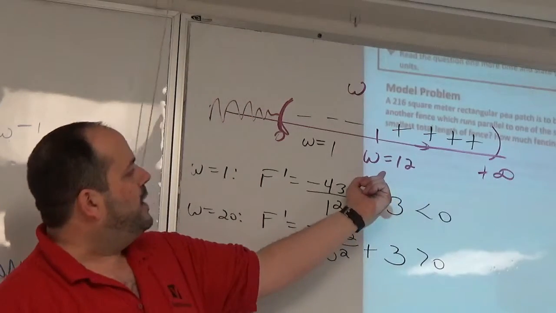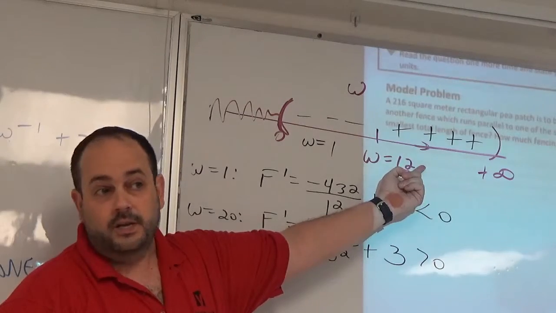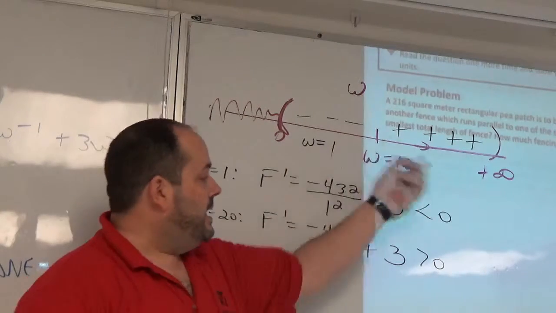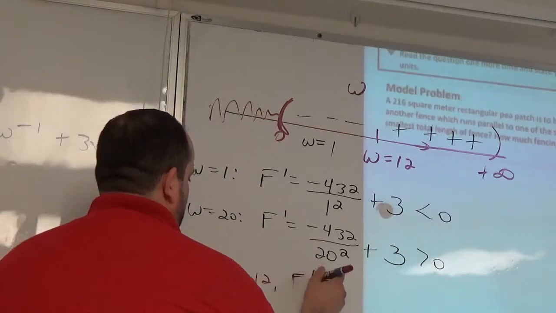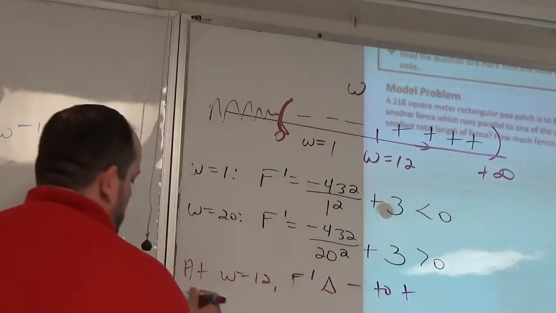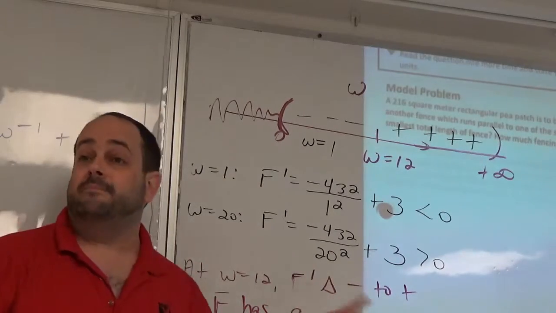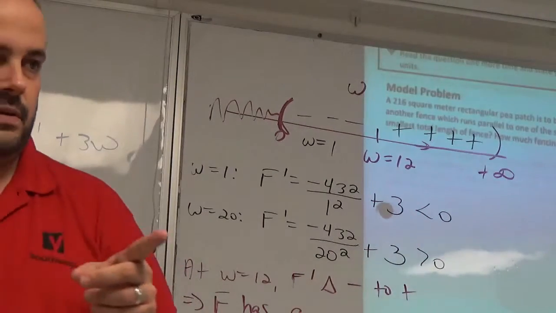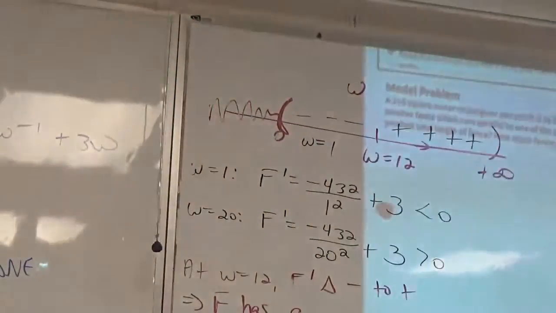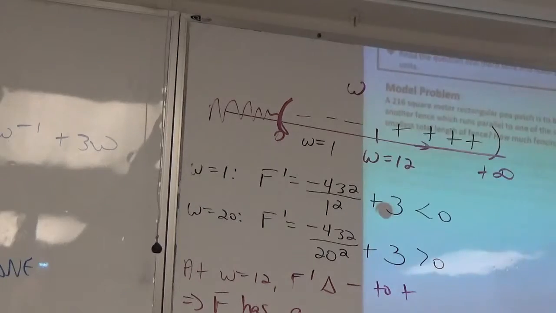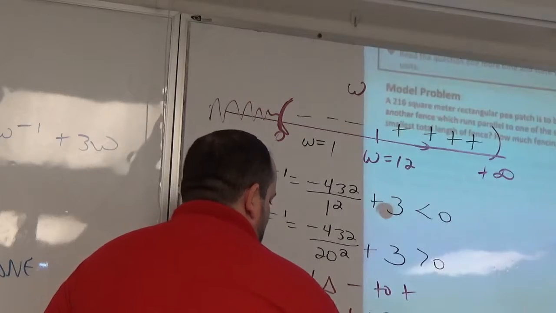At w equals 12, f prime changes from negative to positive. At w equals 12, f prime just changed from negative to positive. So what do we know about f? It's a minimum. F just changed from decreasing to increasing. Fancy word for that? Minimum, but be careful. Relative. F has a relative minimum.